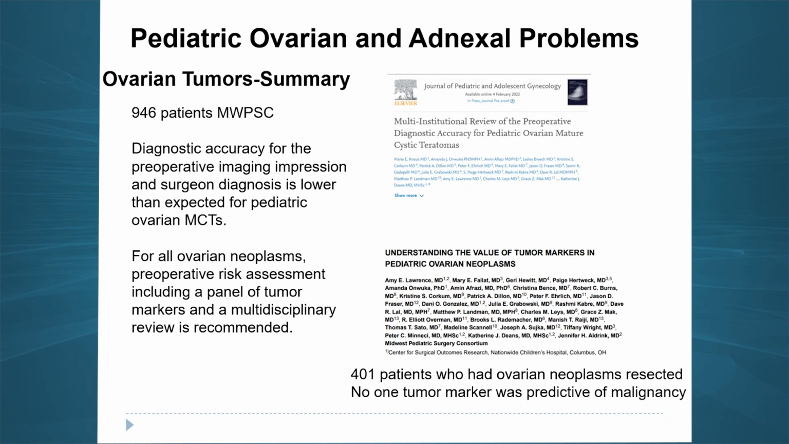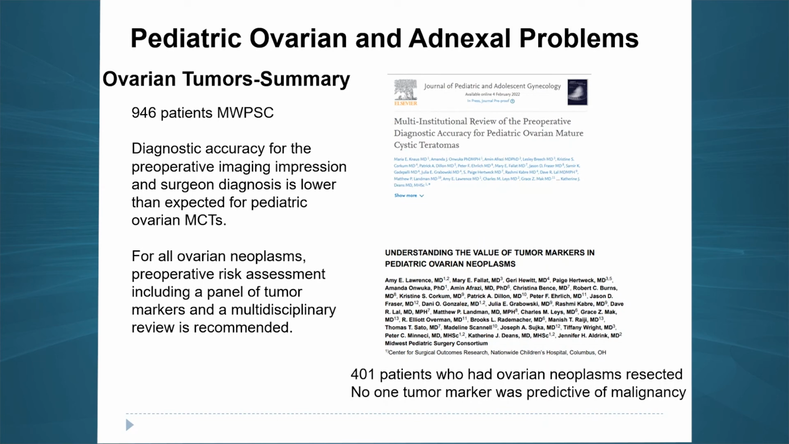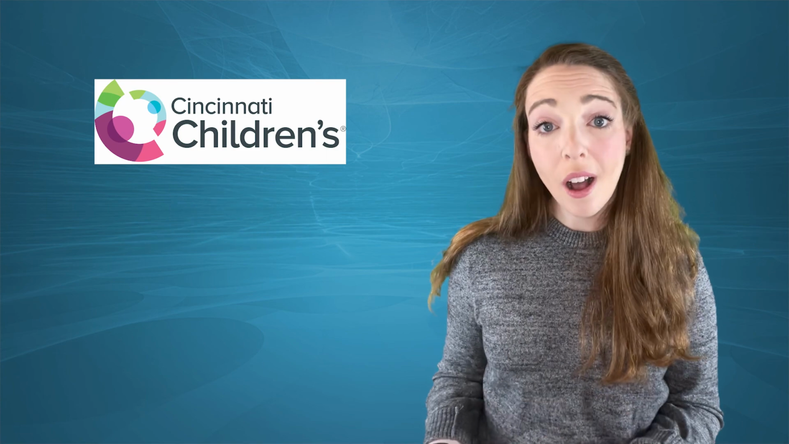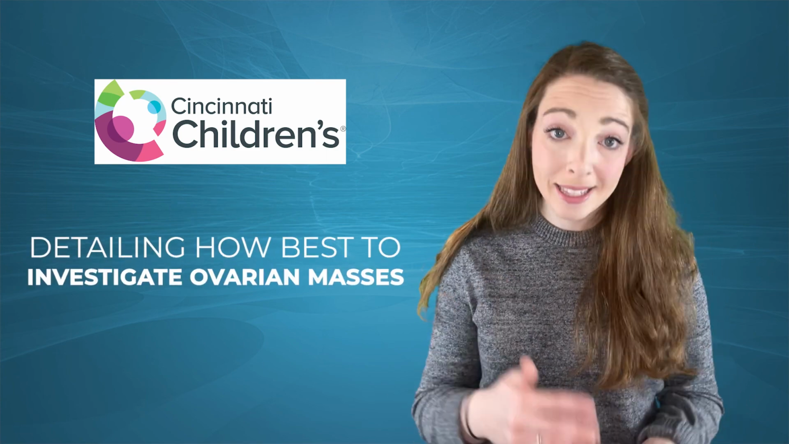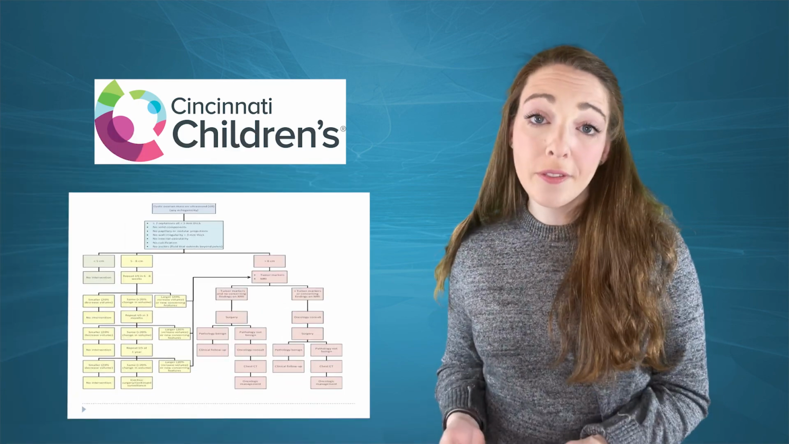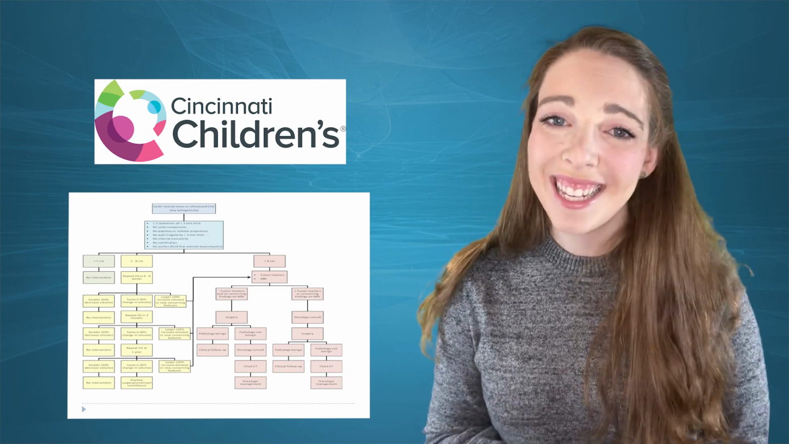But I think what you need to understand is there's no perfect tumor marker. Studies that have come out of the MWPSC in the last couple of years have really told us that it's the panel of tumor markers that is helpful, but not one perfect tumor marker and not one perfect way to predict malignancy in an ovarian mass. Plus, at Cincinnati Children's Hospital, there's a new protocol detailing how best to investigate ovarian masses, including imaging recommendations, oncology involvement guidelines, and a laboratory workup. And yes, it's linked below.